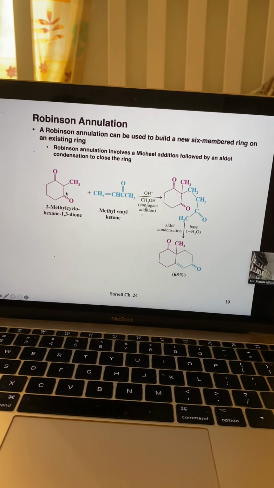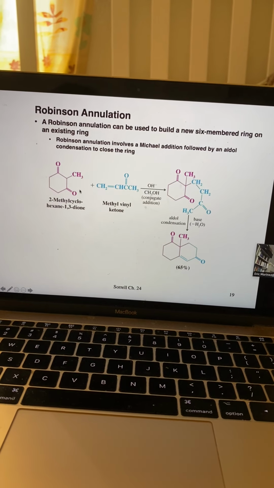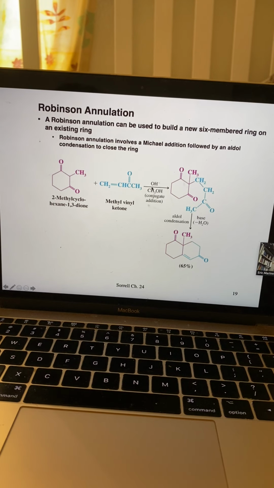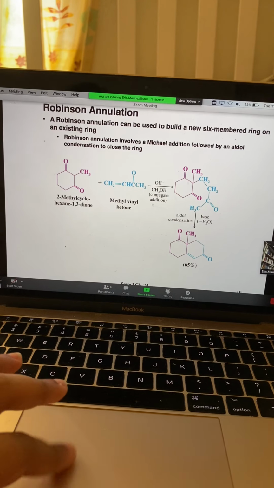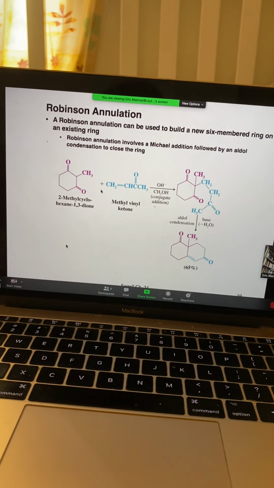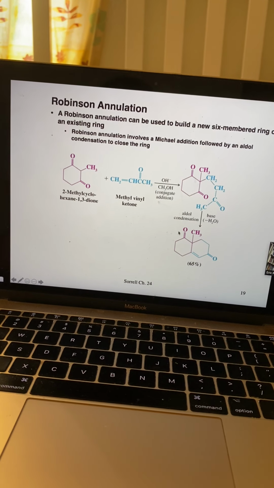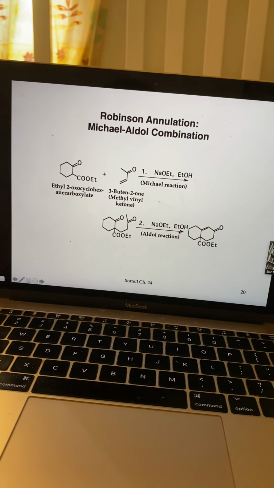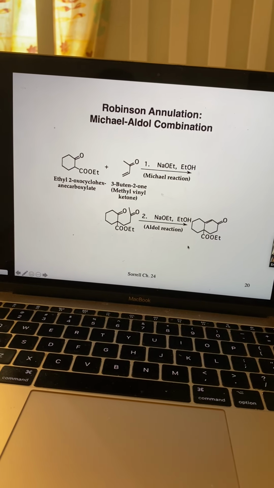What's really cool about it is that the first step of this reaction is something that I'll teach you guys tomorrow called a Michael addition, and this last step is an aldol. So we're putting together, to make this really cool ring system here, a reaction that we're going to learn tomorrow, and then a reaction that we learned yesterday. Okay, and so here's another example that we'll talk about.